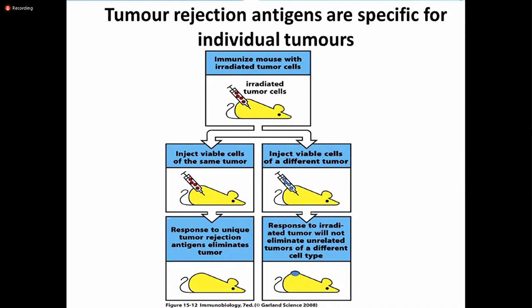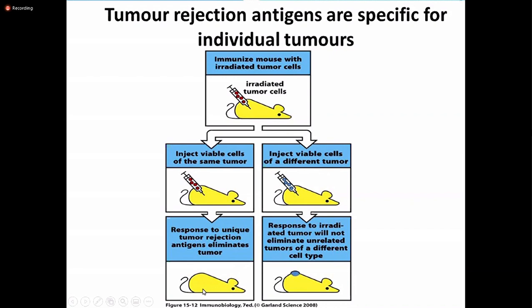So you inject the mice with these target cells, and after a few weeks, you inject then the same tumor cells, but that haven't been irradiated. So it means that these cells will be able to proliferate and establish a tumor. But what you find is that no tumor develops. If you just injected live tumor cells into the mice, you would get a solid tumor developing like this.